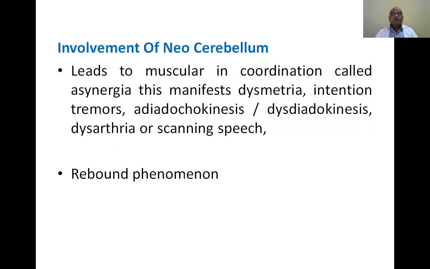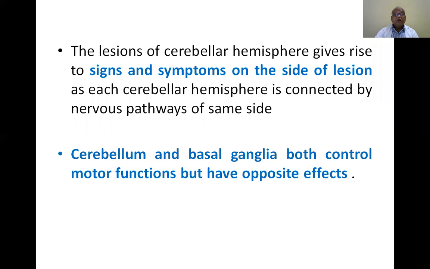Now, involvement of the neocerebellum leads to muscular incoordination called asynergia. This manifests as dysmetria, intention tremors, adiadochokinesia, dysdiadochokinesia, dysarthria or scanning speech, and rebound phenomenon. Lesions of the cerebellar hemispheres give rise to signs and symptoms on the side of the lesion. Each cerebellar hemisphere is connected by nervous pathways on the same side. So only ipsilateral lesions occur.